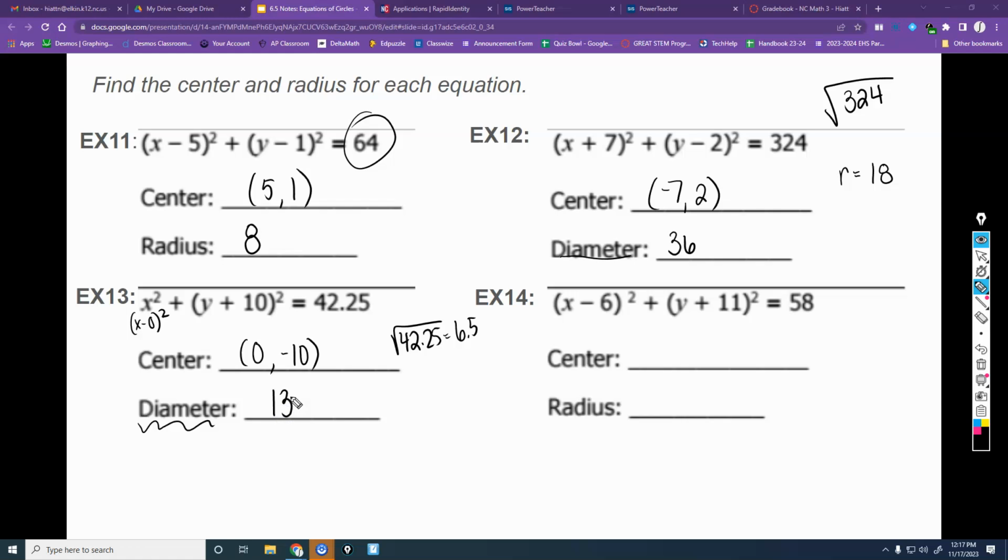Okay, questions? Adriellis, what would the center of 14 be? Good. Perfect. Okay. Laura, what would we do to find the radius on that one? Good. We will square root that 58. And what is the square root of 58? 7.62-ish or something like that, right?